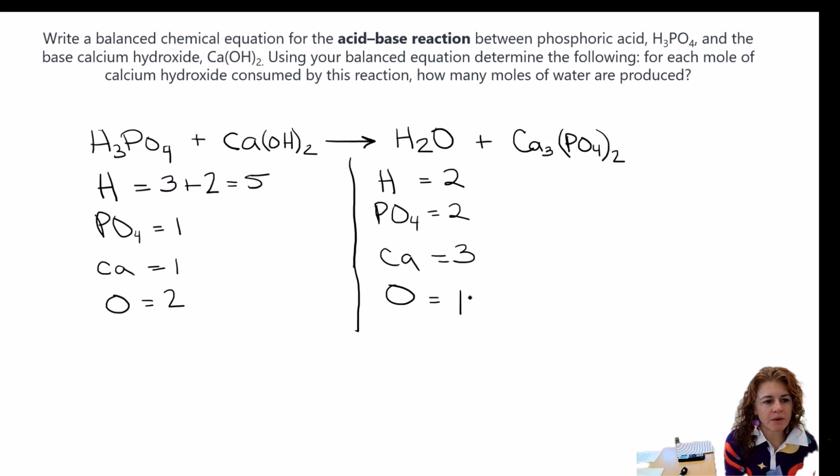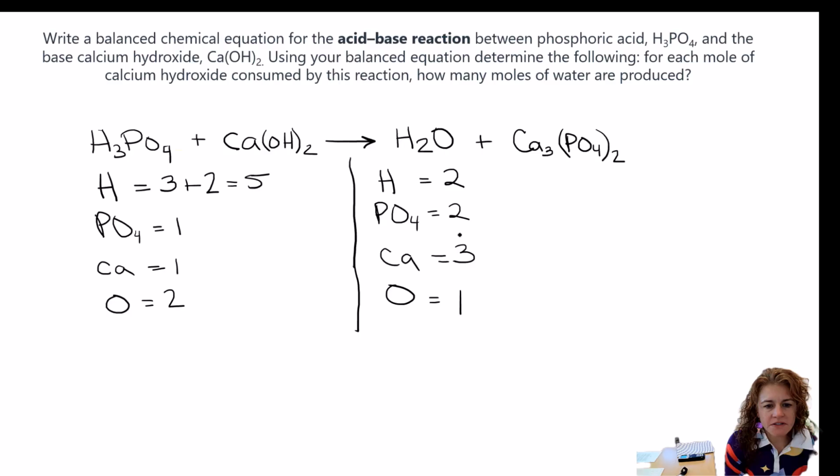I'd probably stay away from the hydrogens. That's kind of a mess over here on the reactant side. So we could start with calcium or phosphate, either way. Let's go ahead and do these calciums. Just randomly thought that one.